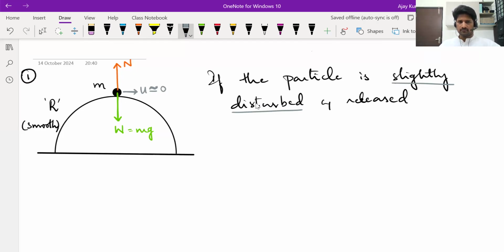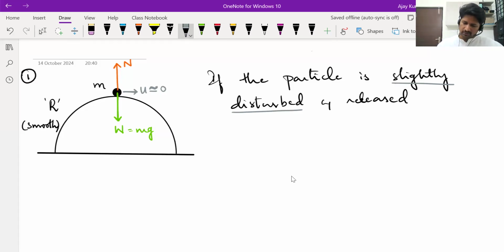So it'll go towards the right side. So you are saying it will slide down. Yes, sir. Okay. Aishwarya, are you convinced with this? Will it now slide down to the right or not? Yes, sir. It will. Correct.